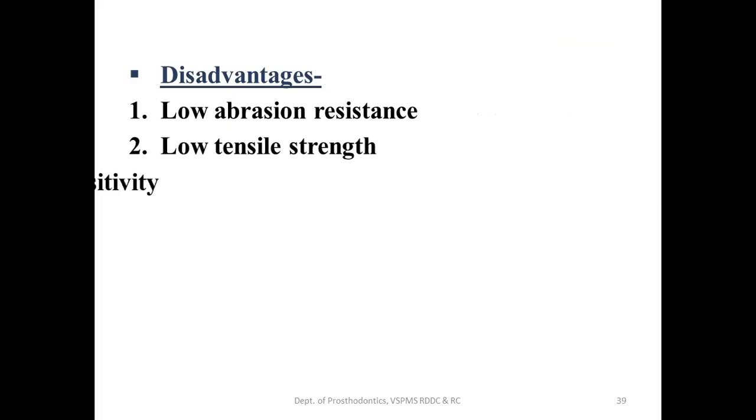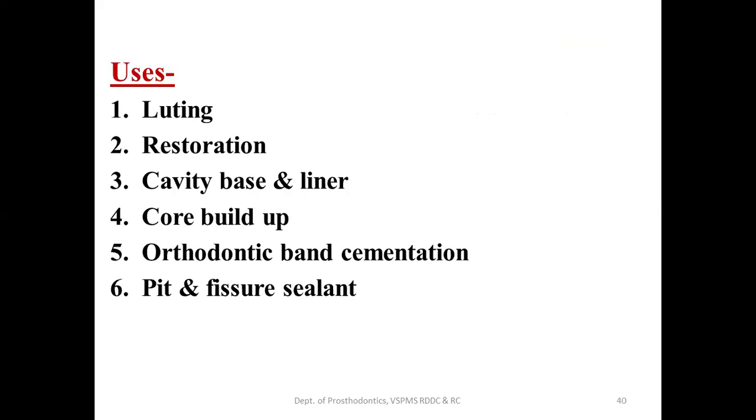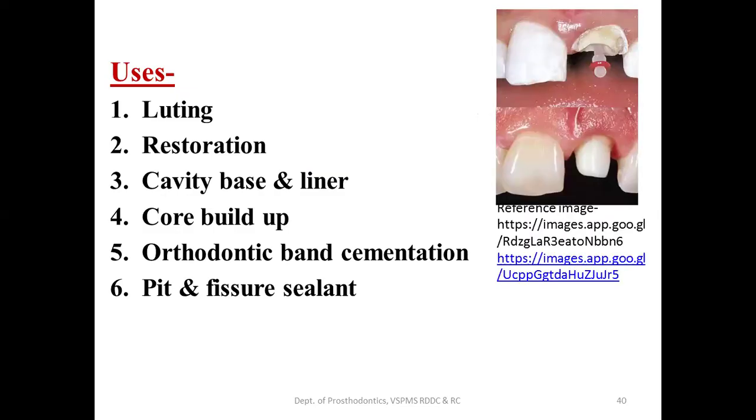The disadvantages are low abrasion resistance, then low tensile strength, and moisture sensitivity. You will have to coat the restoration with Vaseline or your cavity varnish. These are all the disadvantages related to the GIC cement. The uses are luting, restoration, cavity base and liner, core buildup, and orthodontic band cementation.